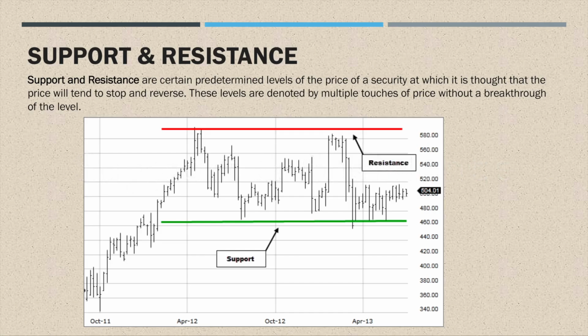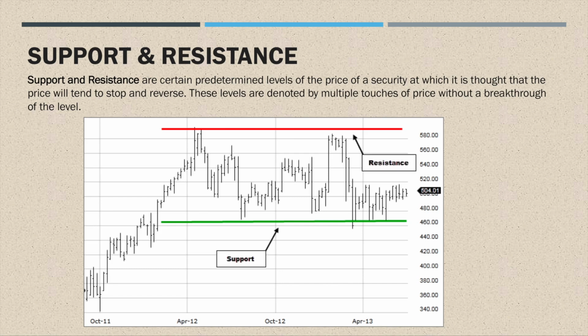You must have watched the first video in this series where I did talk about support and resistance, and I explained the psychology behind support and resistance levels in that video. So since I've already explained that, in this video we'll just go into the application of support and resistance. So support and resistance are just predetermined levels of the price of a security at which it's thought that the price will tend to stop and reverse. So that's a simple definition.